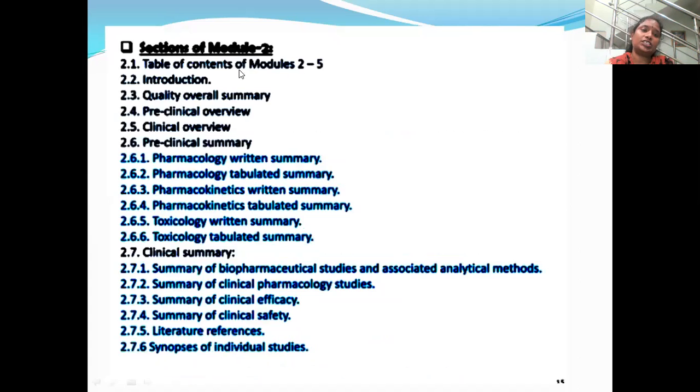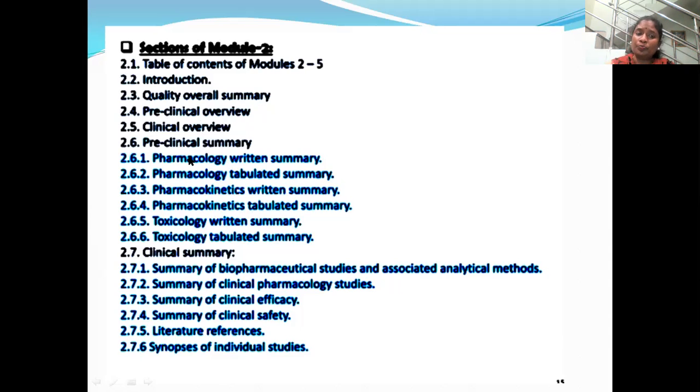Okay. In the section module 2, what it contains means, it contains the summary, quality overall summary, preclinical overview, and clinical overview, and preclinical summary. I already told you. Summary contains the pharmacological and pharmacokinetic and toxicological summary we have to submit.